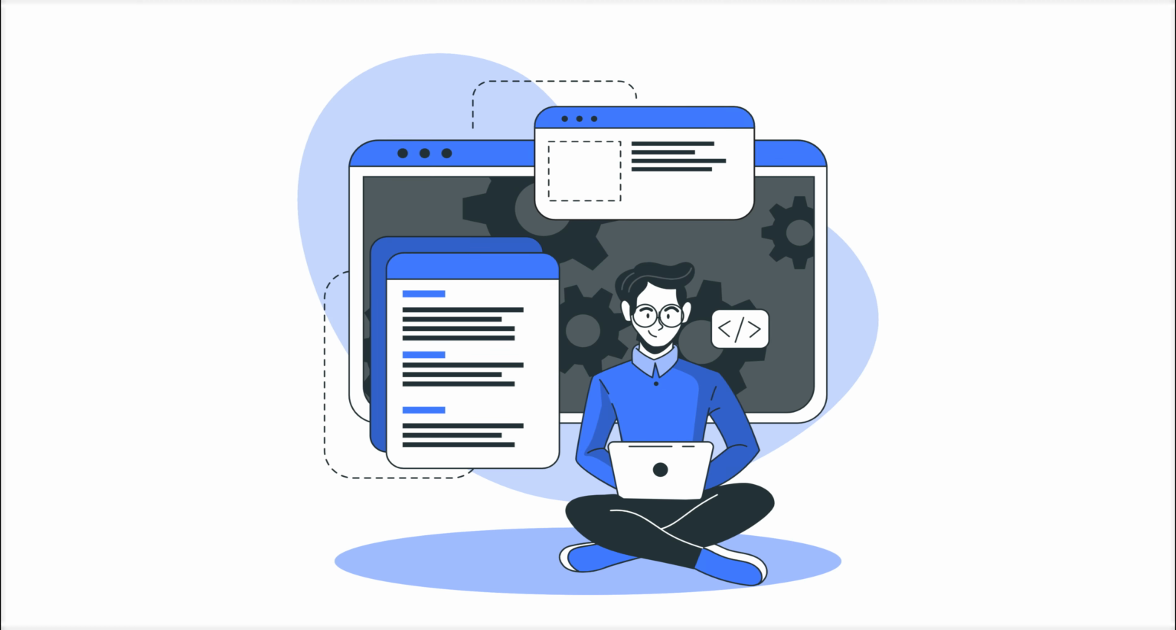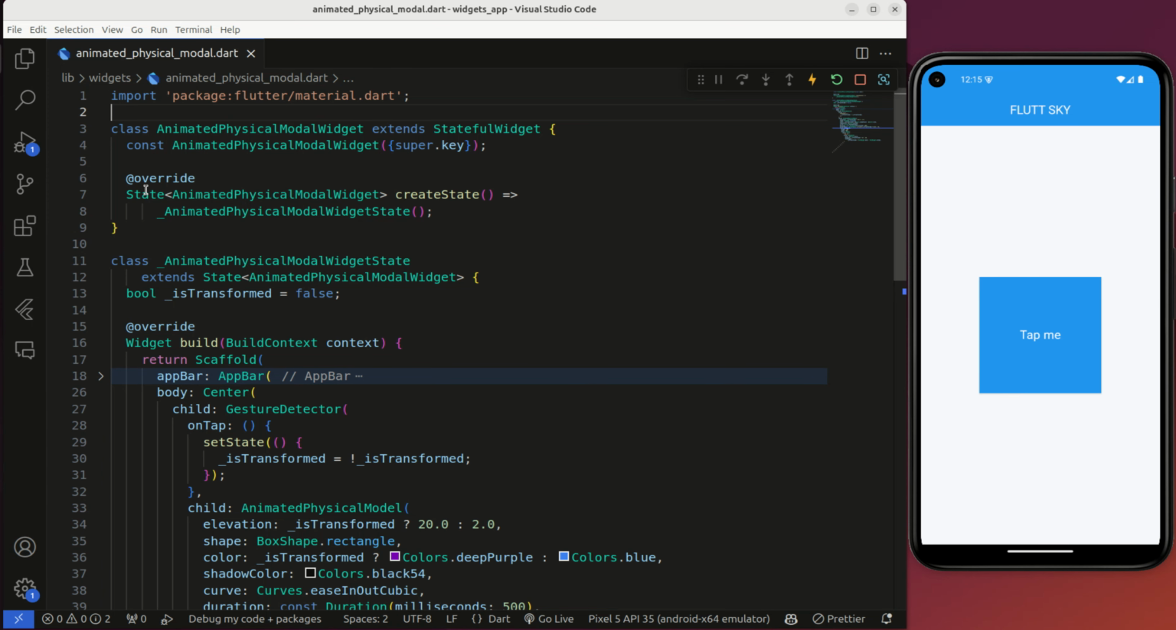Let's start by showing a demo of how it works. In this app, I have a sample box that smoothly changes its color, shadow, shape, and elevation when I tap it. You can see how natural and dynamic this animation feels, perfect for adding life to your app.